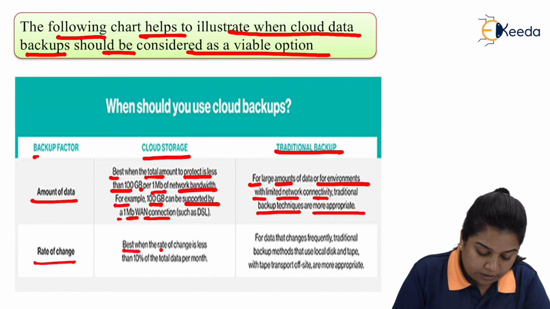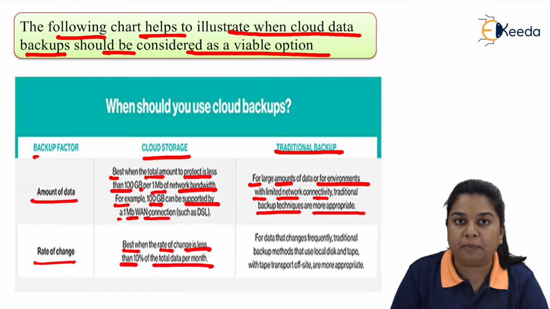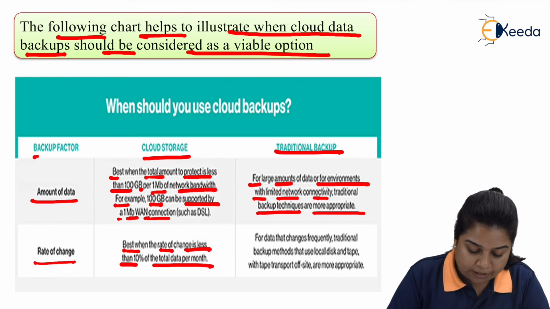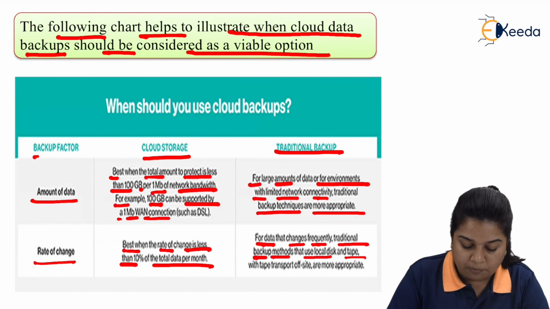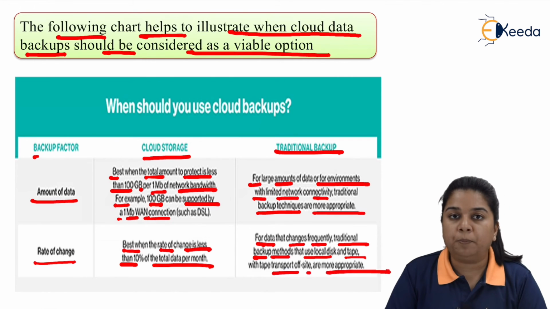The next backup factor is rate of change. Cloud is best when the rate of change is less than 10% of the total data per month. For traditional backup, for data that changes frequently, traditional backup methods that use local disk and tape with tape transported offsite are more appropriate.